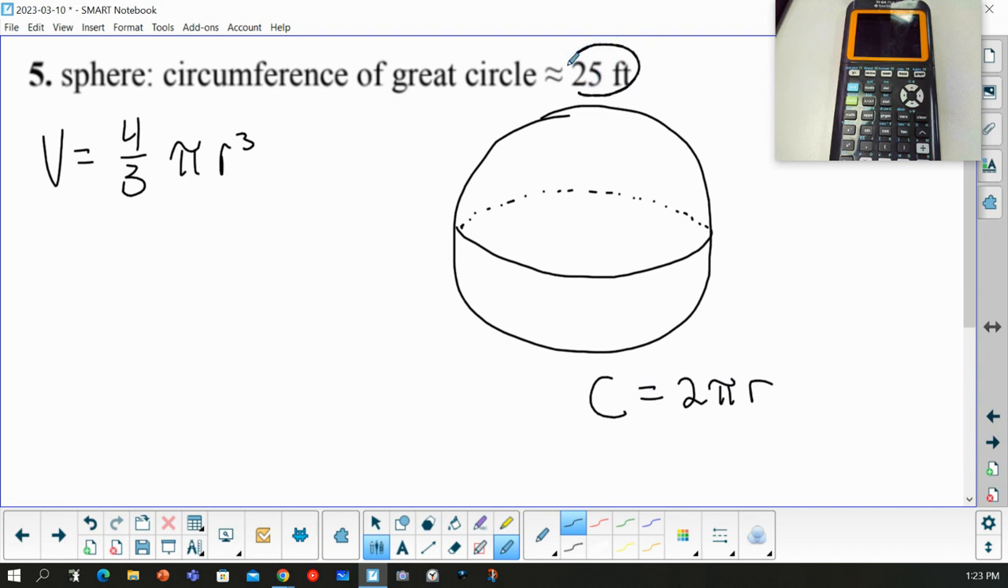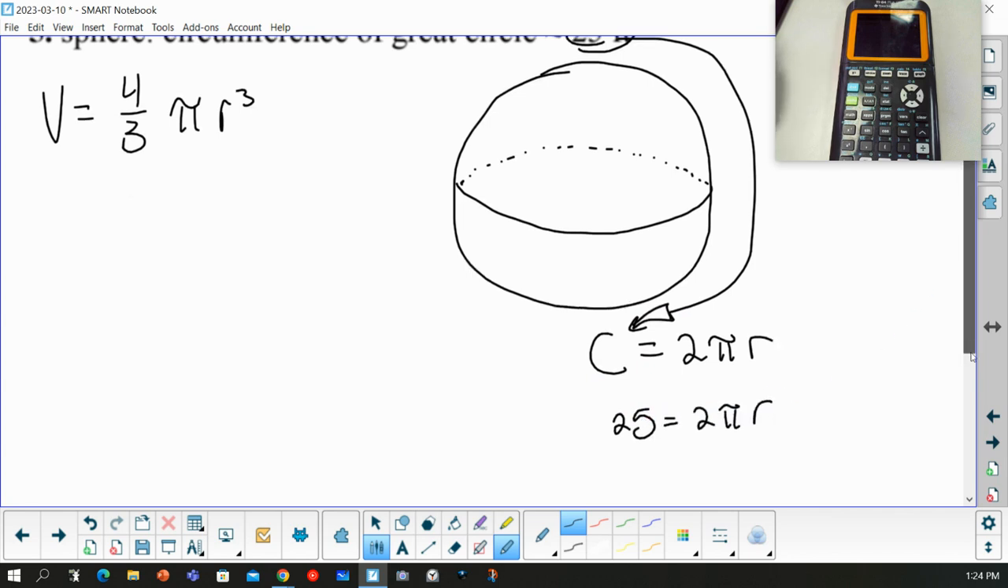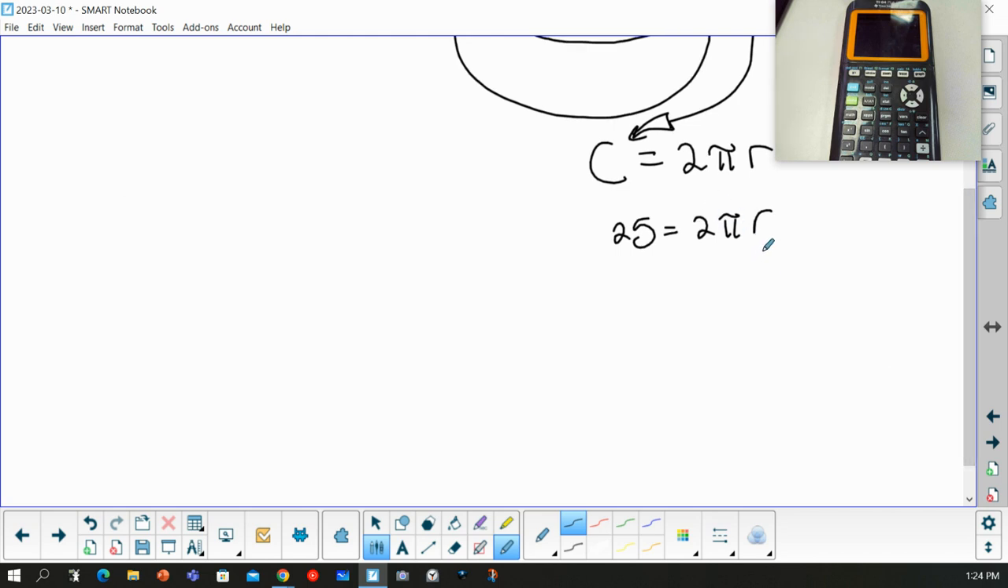And since we have the circumference of 25, we can put that in there for the c, the circumference equals 2 pi r. Now, stay with me here. We need to solve for this radius. So I'm going to do some basic algebra, but it's going to look a little weird.